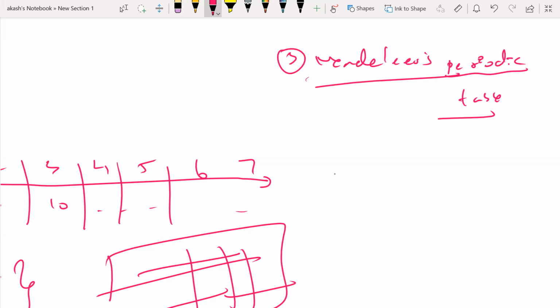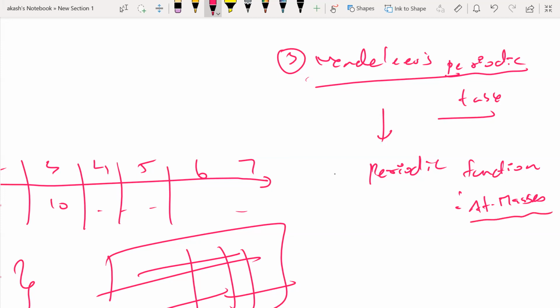But again, there are differences. There are going to be huge differences. So in Mendeleev's periodic table, what is the periodic function? The periodic function is again atomic masses only, just like in the previous cases, that is Dobereiner's or Newlands'. The basis for classification is nothing but atomic mass again.